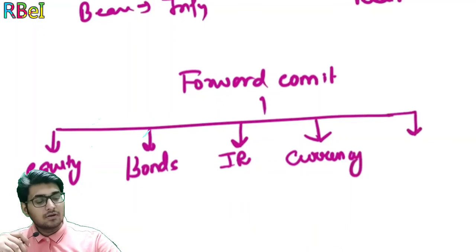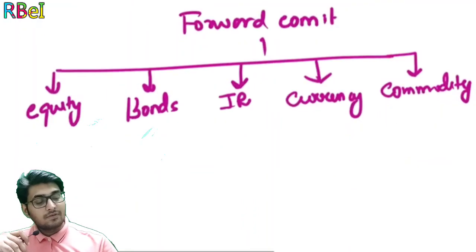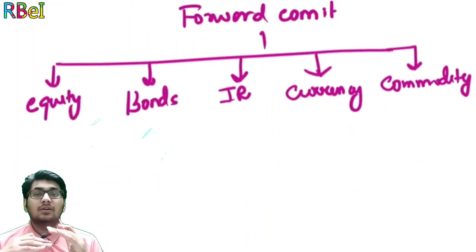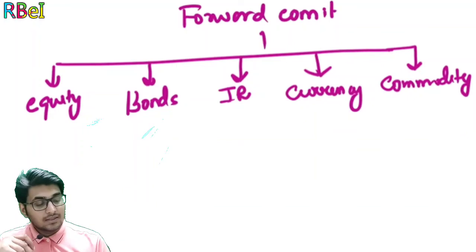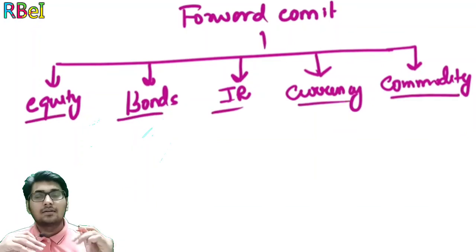I am bullish on dollars, I am bearish on pound. Clear? I'll buy the futures of dollars. Clear? We can do it on commodity. Clear? So what we have to understand over here is the meaning of the derivative on each of this asset class.